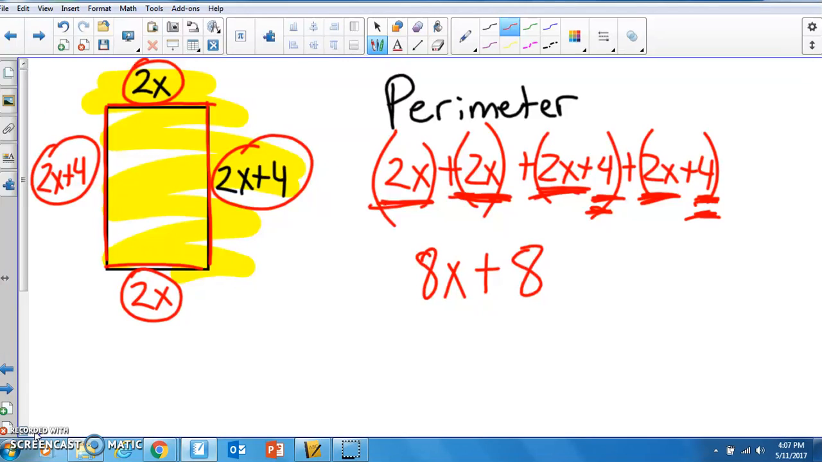Now the 8x and the 8, those are not like terms. They don't have the same variable. So my perimeter of that rectangle would be 8x plus 8.